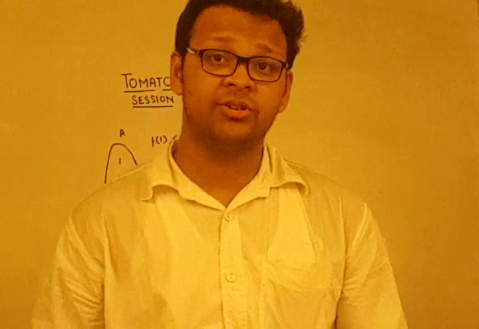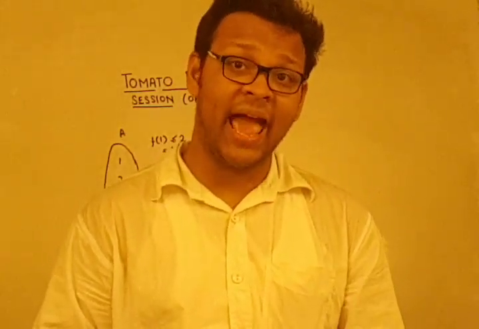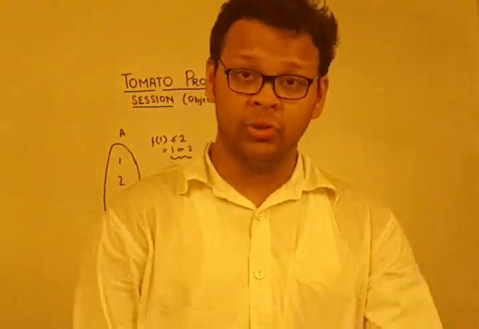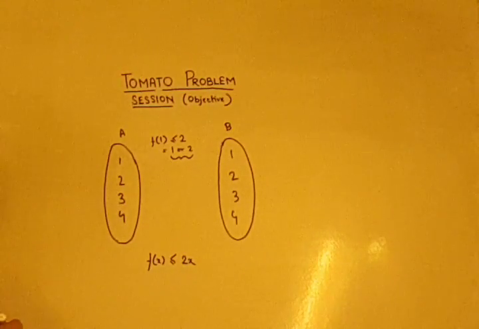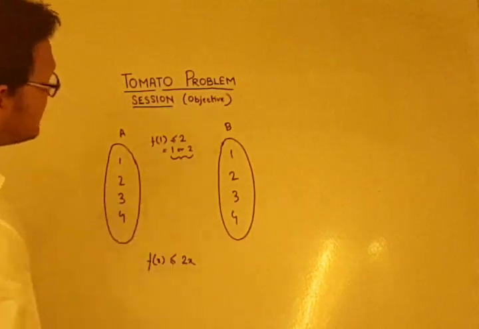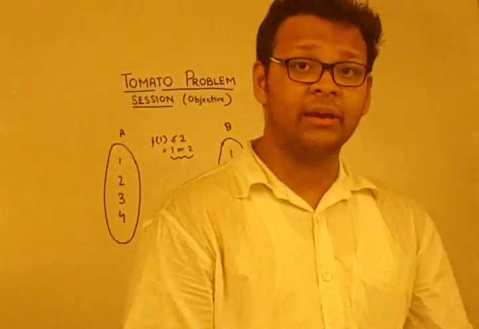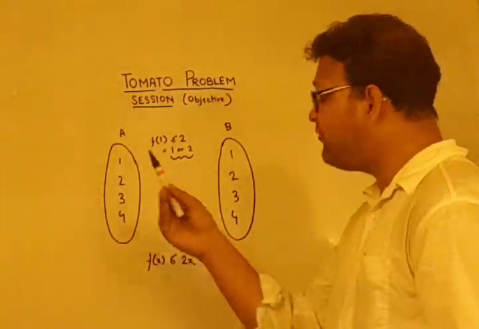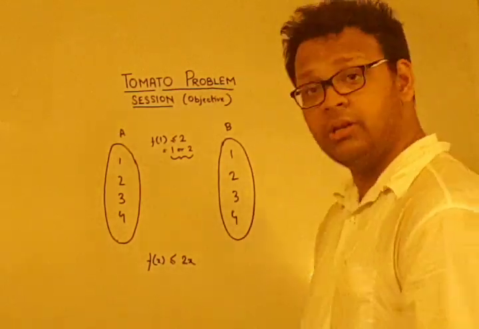In combinatorics, or in permutations and combinations, the fact that we utilize is the AND rule: if work A and work B are both to be done, the number of ways is A times B. So the number of ways in which 1 can be mapped is 2, and the number of ways in which each of the others can be mapped is 4. Every other element can be mapped to any of 1, 2, 3, 4. For example, 2 can be mapped to 1 and 2 can be mapped to 2. This is because all of them satisfy this inequality.